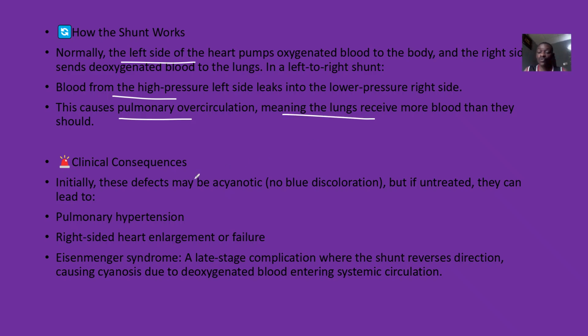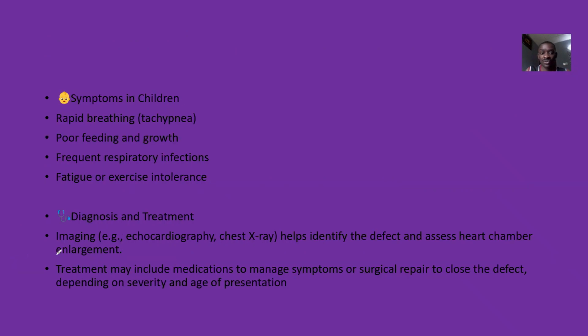Okay, so what will now be the complications? The lungs develop hypertension. So there's hypertension in the lungs, that's pulmonary hypertension. The right side is overworking on too much volume of blood, leading to right-sided heart failure. Then we have a special condition known as Eisenmenger syndrome. Okay, we'll talk about it as a special case.